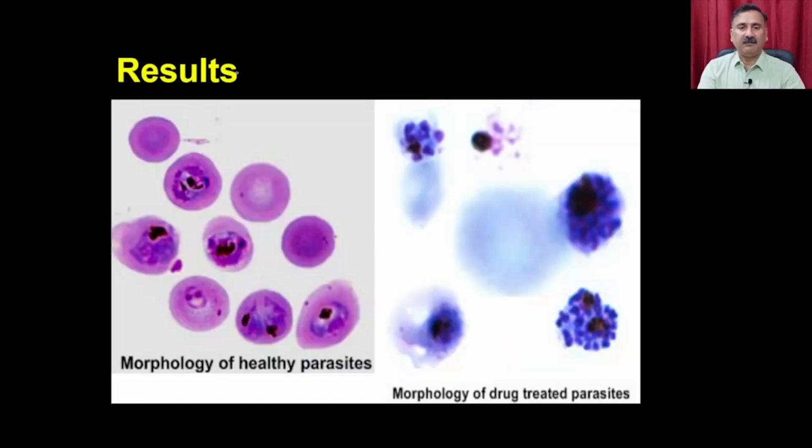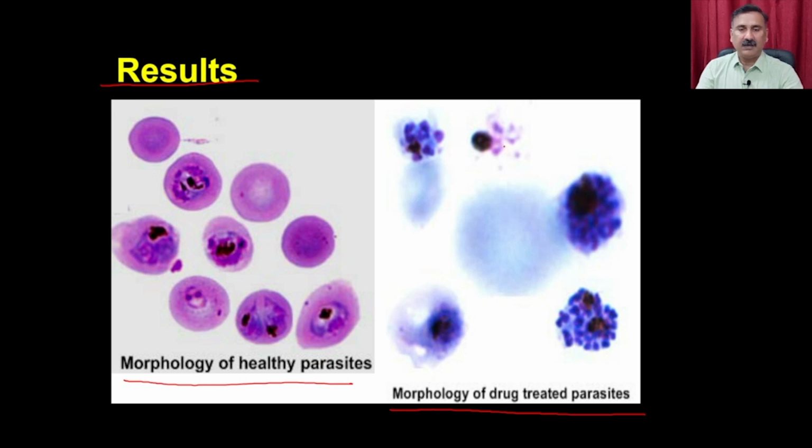And this is exactly what you are going to see. These are the morphologically healthy parasites, so they show you all different sets of stages, trophozoite, schizont, and all that. Whereas in the case of the inhibitor treated parasites, you are going to see dead parasites. These are dead and they don't have any kind of nuclei.